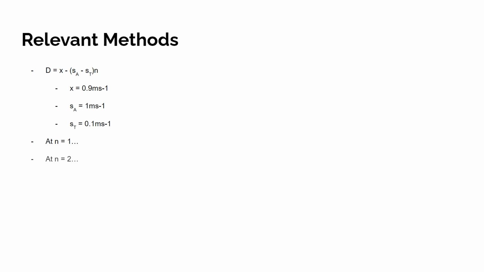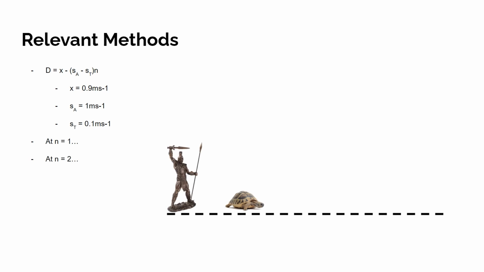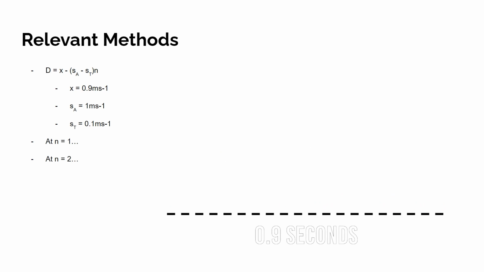However, Zeno's paradox is that in order for Achilles to pass the tortoise, he has to first reach the original position of the tortoise by traveling 0.9 meters. But in the time taken for him to travel that distance, the time being 0.9 seconds, the tortoise will have already moved forwards by 0.09 meters. This pattern continues on infinitely.